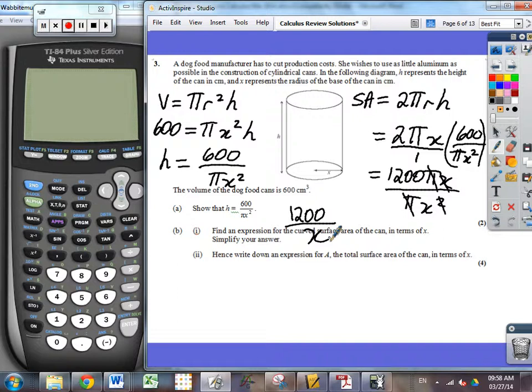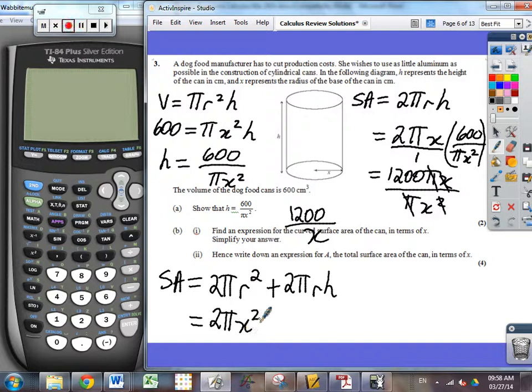Part double I, we now need to find an expression for A, the total surface area of the can. Alright, surface area of the total can is going to be the circle on the top and the circle on the bottom, and then the curved lateral area. So the circle on the top and the circle on the bottom, that's 2 pi x squared. And we've already found this nice expression for the lateral area, which is 1200 over x. And we've done part B double I.